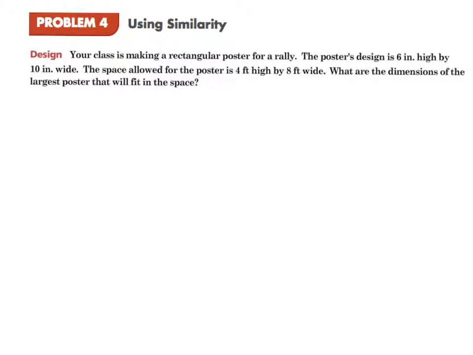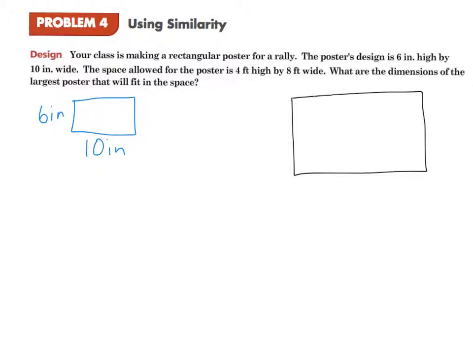Problem 4 is using similarity. So your class is making a rectangular poster for a rally. The poster's design is 6 inches high by 10 inches wide. So we've got 6 inches high by 10 inches wide. The space allowed for the poster is 4 feet high by 8 feet wide. So we have 4 feet by 8 feet. What are the dimensions of the largest poster that will fit in the space?